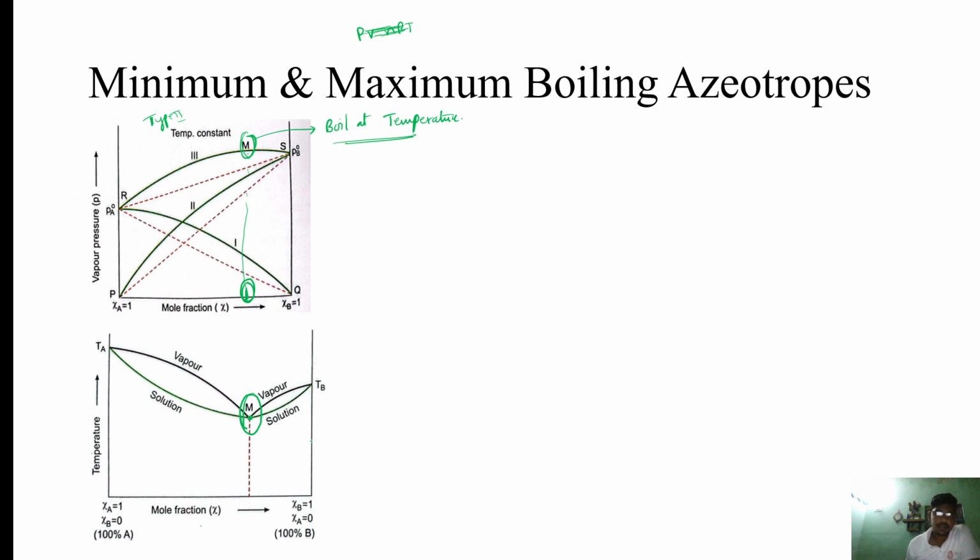These we call minimum boiling azeotropes. Minimum boiling azeotropes. So which type of liquids will show minimum boiling azeotropes? The liquids that will show minimum boiling azeotropes are type 2, positive deviation. Positive deviated mixtures from the ideal case will show minimum boiling azeotropes.